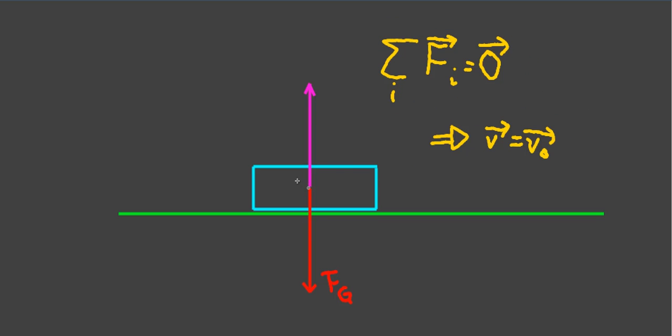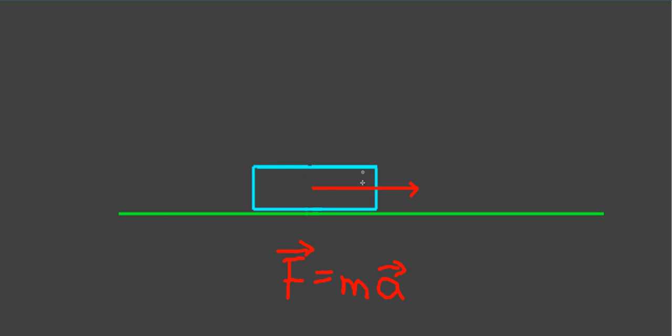Usually the velocity is just 0, but if the object would, for example, move to the right, we would have the same velocity. Another possibility is when the force is parallel to our ground, parallel to our plane. Then we have force equals m times a, which is just Newton's law of motion, the actual action principle.